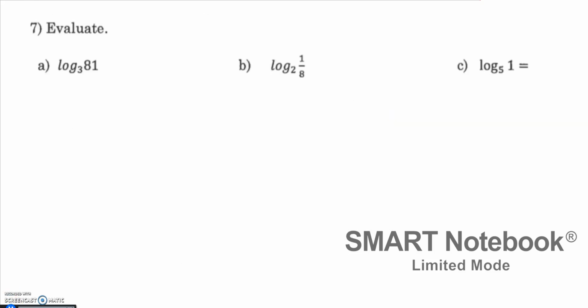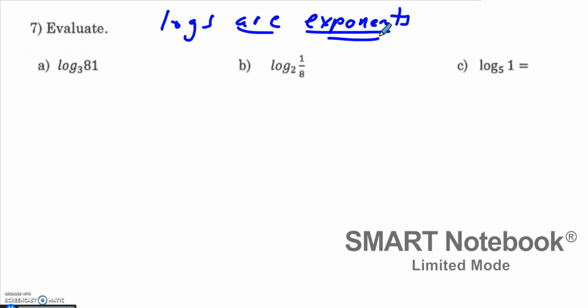Number 7, evaluate. So again, here we go. We have log, log, and log. Remember that logs are exponents. So all of your answers to these problems should be exponents. And so what you could do is think of these as little equations. We don't know the exponent, but we know the base is 3. We don't know this, but we know the answer should be 81. So 3 to what power equals 81? Why, that's the 4th power. So my answer is just 4.